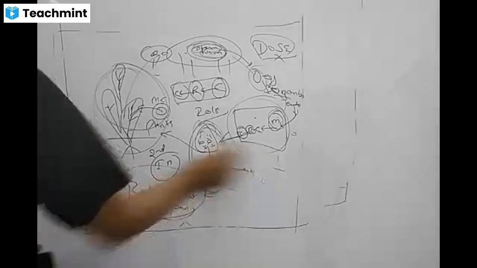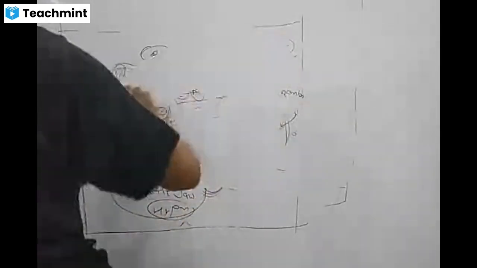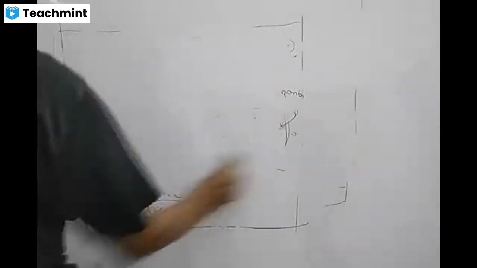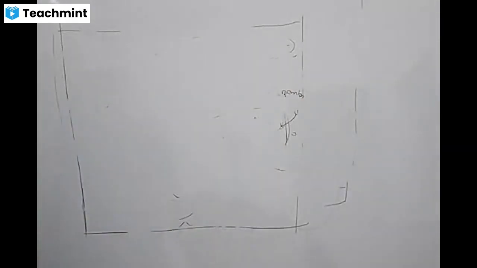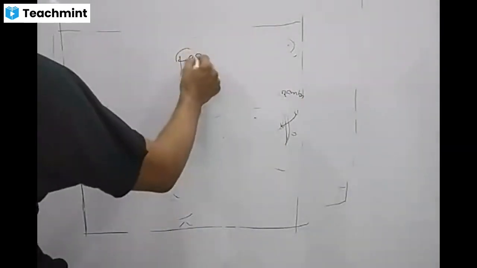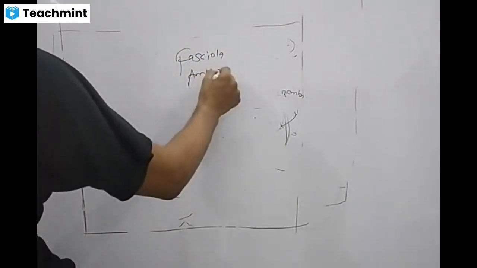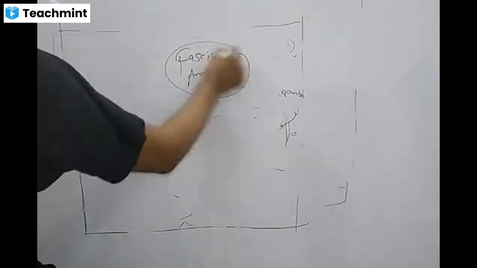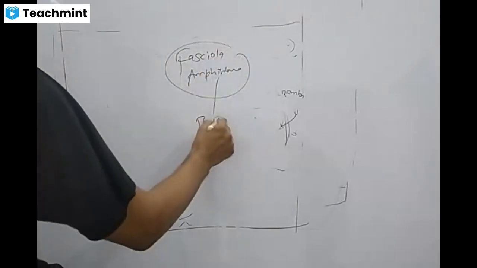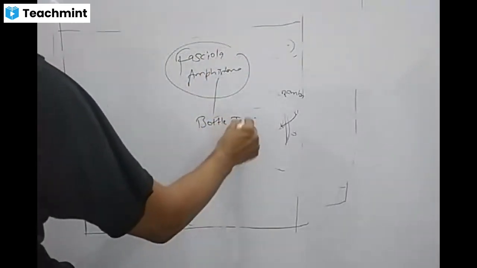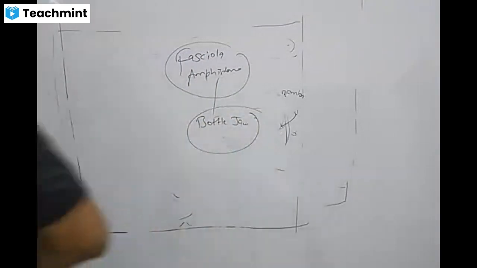Both the flukes were asked in 2018, that is fasciola and amphistome. In case of fasciola and amphistome, there are two flukes. You will find the condition known as bottle jaw because of hypoproteinemia.